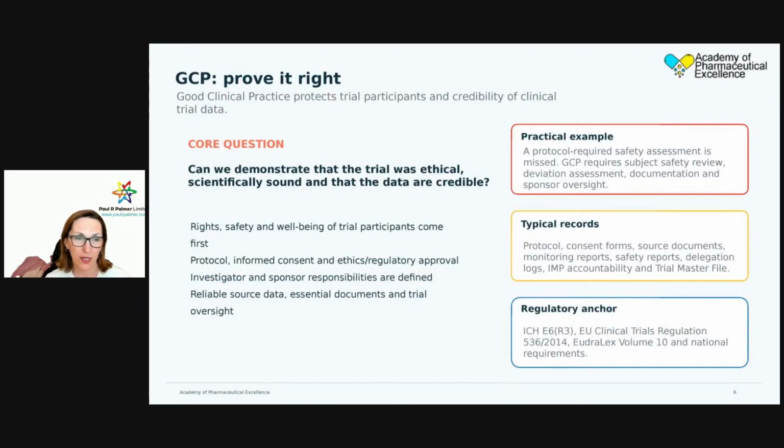Your typical GCP records include the protocol, the informed consent forms, source documents, monitoring reports, safety reports, investigational medicinal product accountability records, and also your trial master file. The key regulations are the ICH E6 R3, which is the good clinical practice guide, the EU Clinical Trials Regulation, and your EudraLex Volume 10, which is the clinical trials guideline.